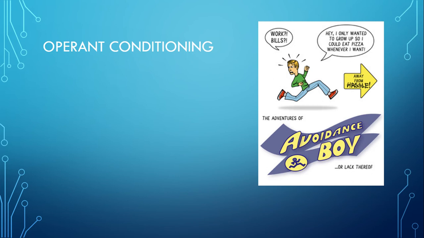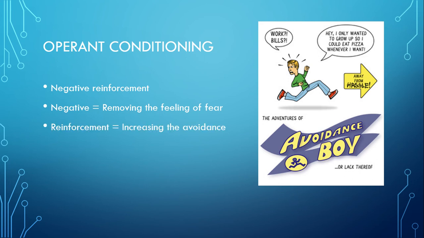Operant conditioning is how you maintain the phobia. So operant conditioning, learning through consequences, and specifically we're looking at negative reinforcement. Negative, removing a stimulus; reinforcement, a behavior is increased. So the thing that is being removed is the feeling of fear, and the reinforcement is the avoidant behavior.